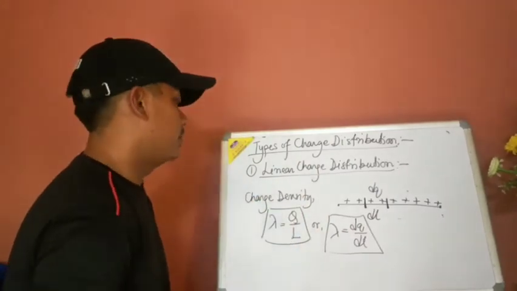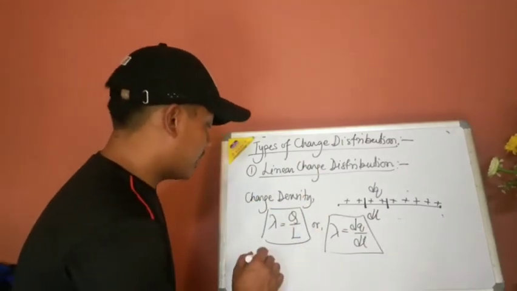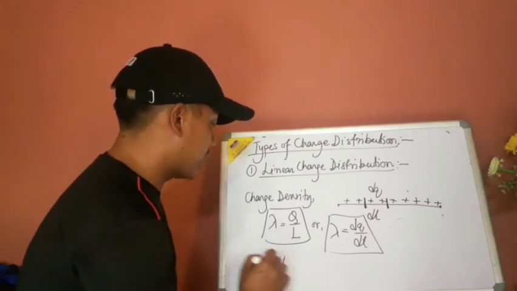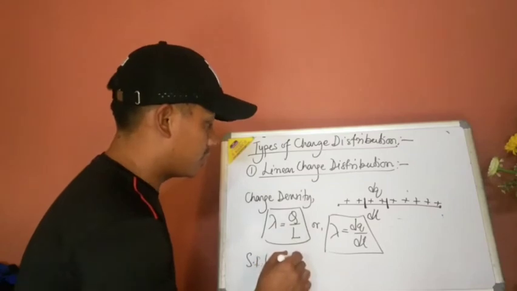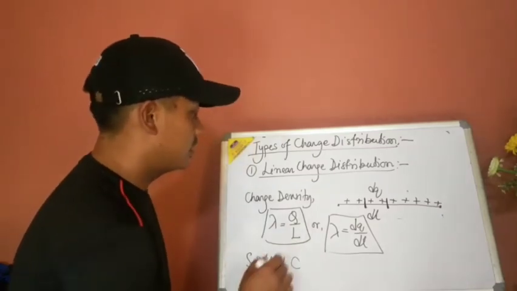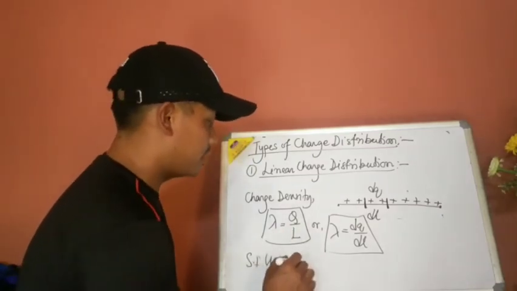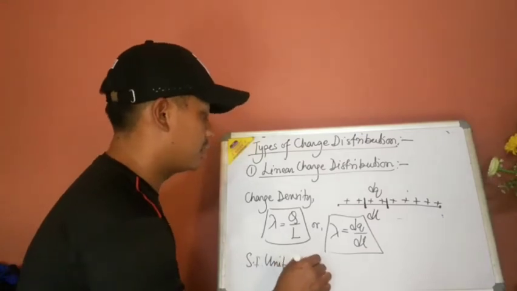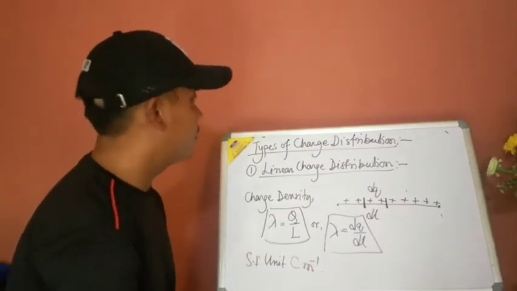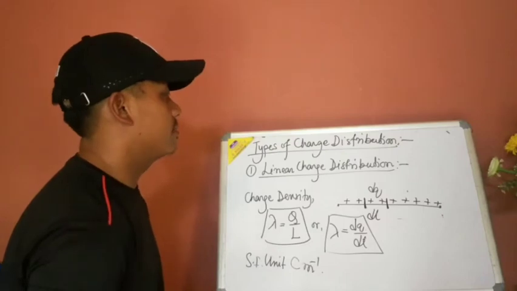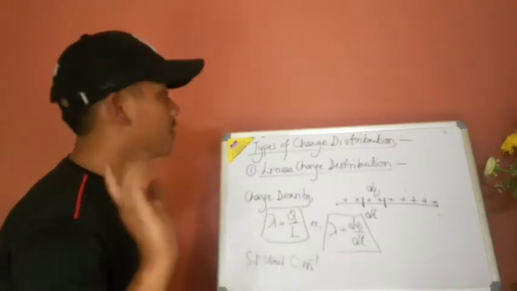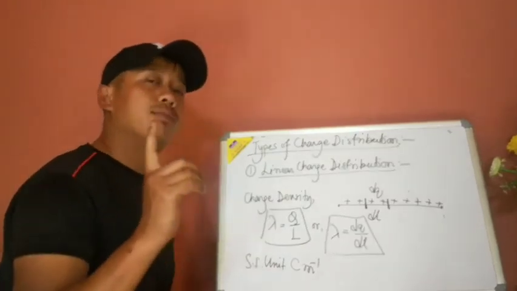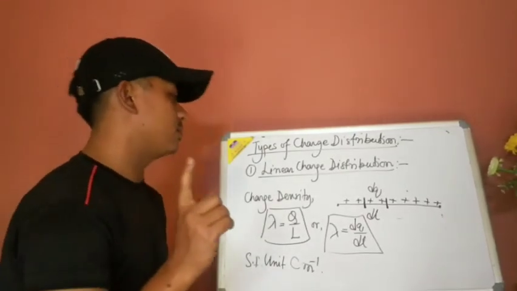Okay, so how about the unit then? What is the SI unit? Charge unit is coulomb, distance unit is meter, then this will be coulomb per meter. So this is the SI unit of linear charge density. Alright, so this is the first type of charge distribution.